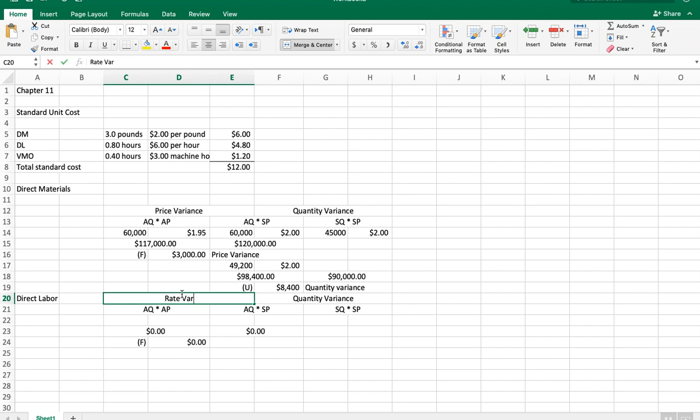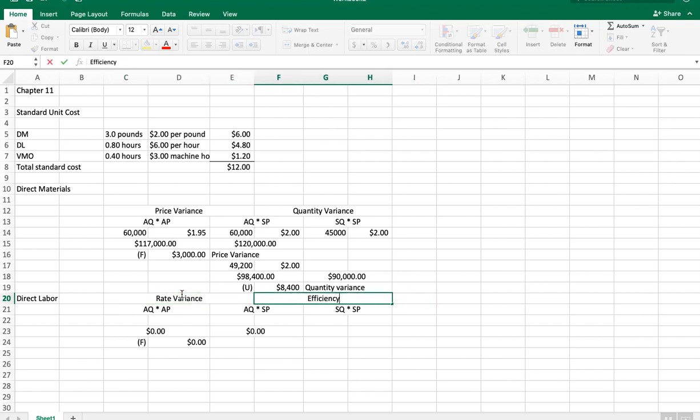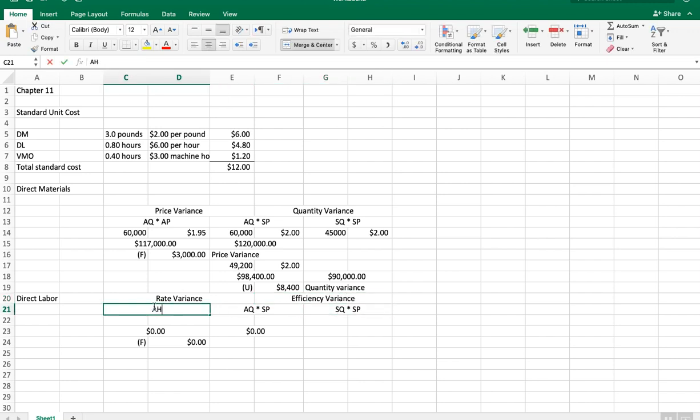Except what we're going to have here is called a rate variance. And what we're going to have here is called an efficiency variance. And here we're looking at the difference in the hours worked per product. And this is going to be our actual hours times our actual rate, our actual hours times our standard rate, and our standard hours times our standard rate.